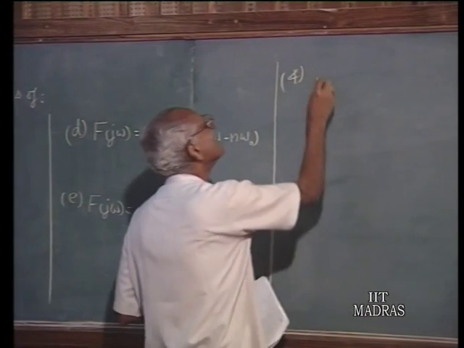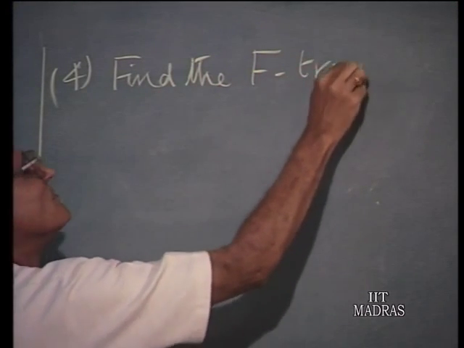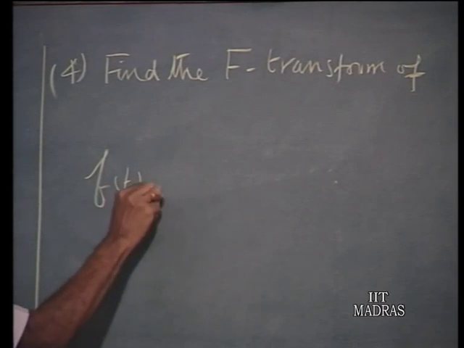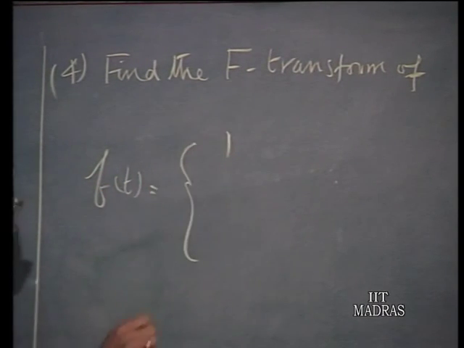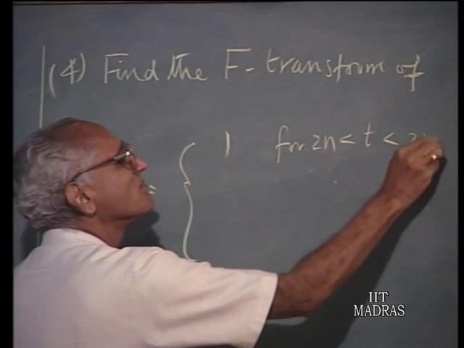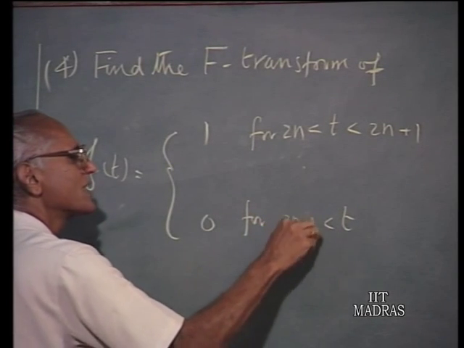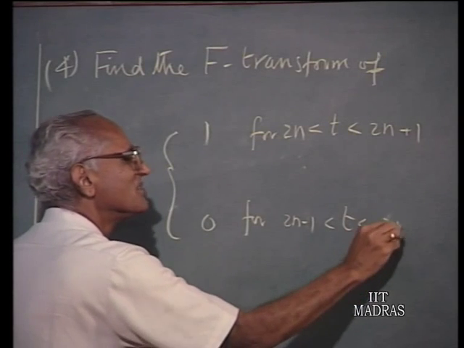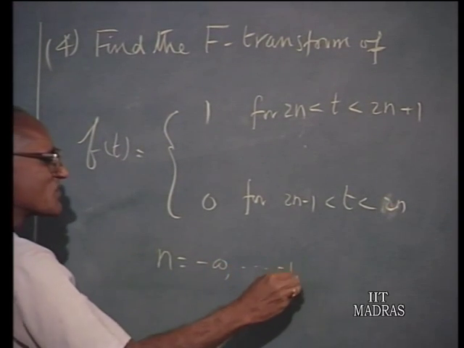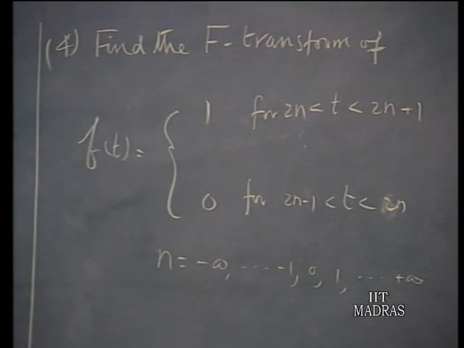Fourth problem: find the Fourier transform of a function f of t defined as 1 for t between 2n and 2n plus 1, and 0 for t between 2n minus 1 and 2n, where n ranges from minus infinity through minus 1, 0, 1, etc. to plus infinity, for all integral values of n, positive and negative. That is the fourth problem.